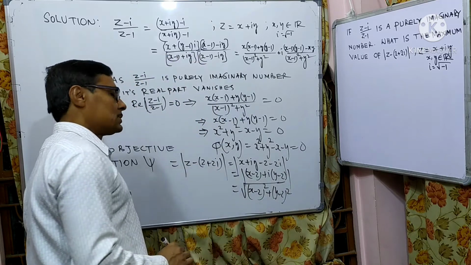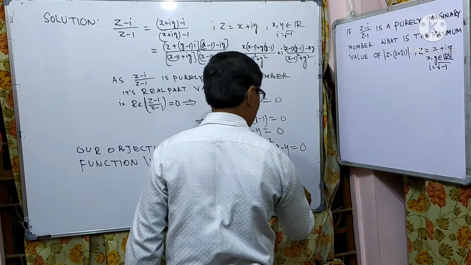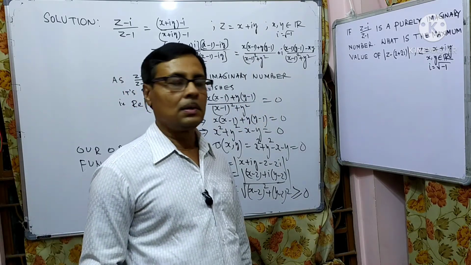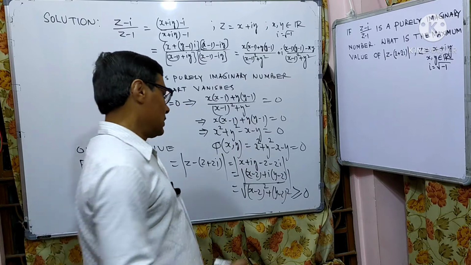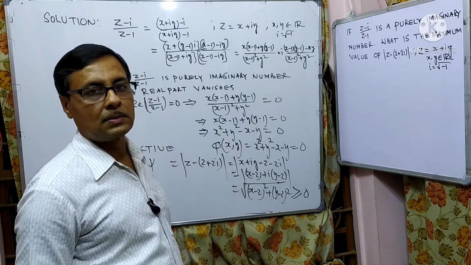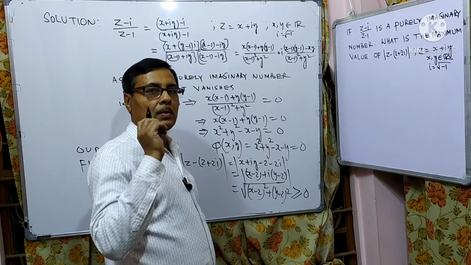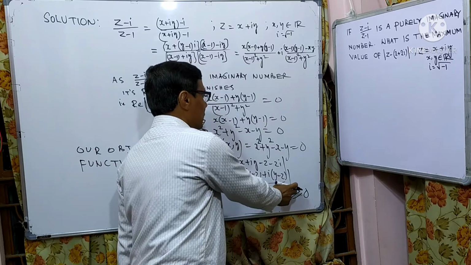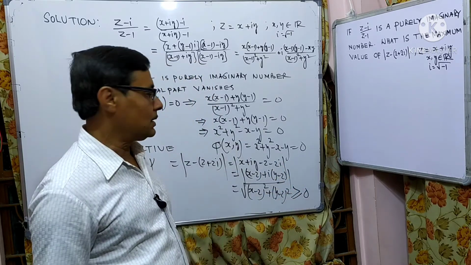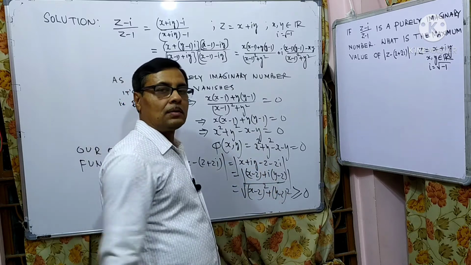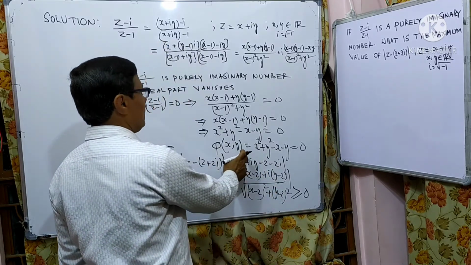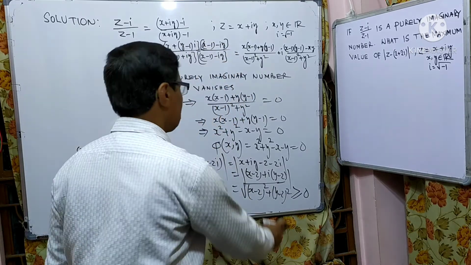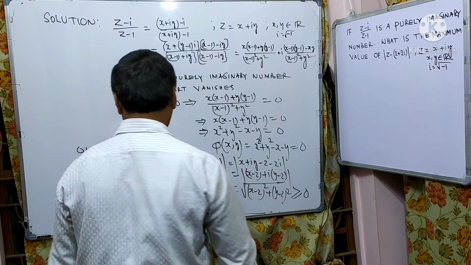As this is a modulus, it is non-negative, so it is always greater than or equal to 0. The modulus of any expression is always a non-negative quantity. This must be greater than or equal to 0, because this is the value of the modulus.